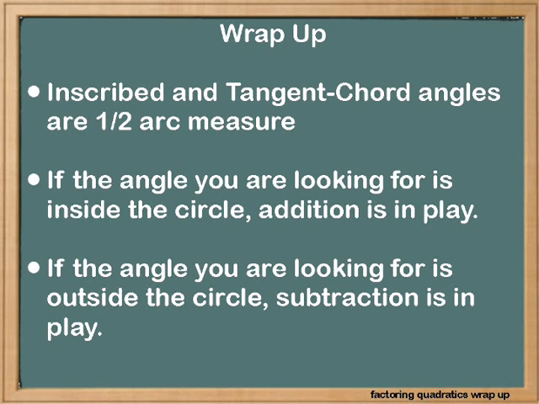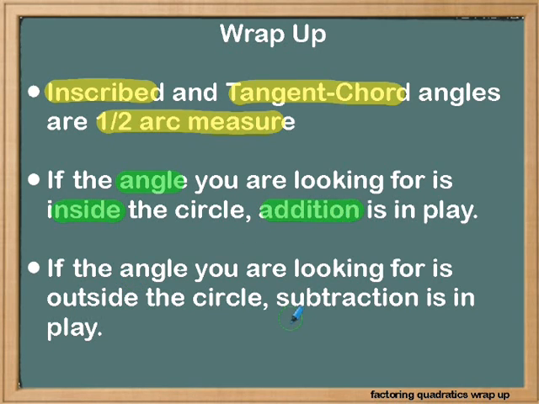Wrapping up our lesson for today, we learned 3 important points. Inscribed and tangent chord angles are half the arc measure. If we're looking for an angle measure that is inside the circle, then we are going to think addition of those arcs before we cut them in half. And if that angle is outside the circle, then we are going to be thinking about subtracting those arc measures before we cut them in half.